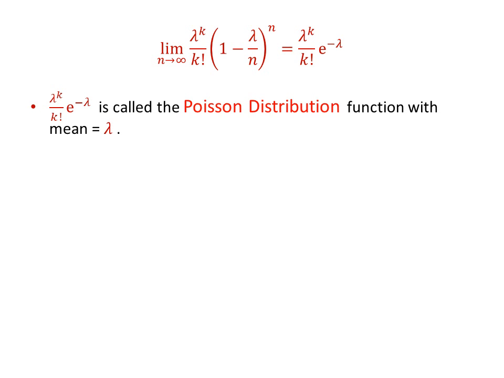This is the continuous analog of the binomial expansion, or the binomial distribution, and it's called the Poisson distribution with mean of lambda, the mean or average value lambda.